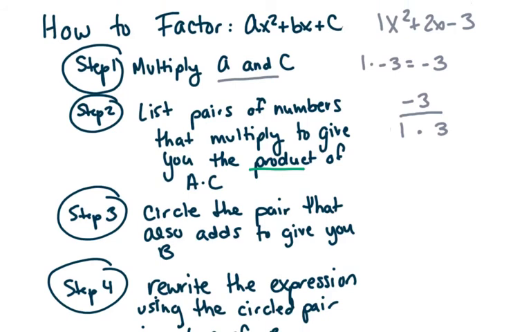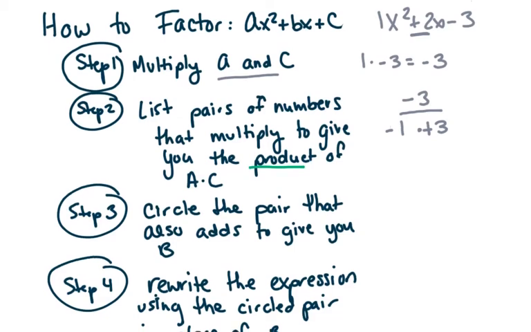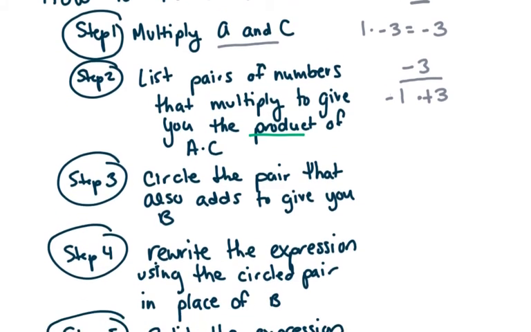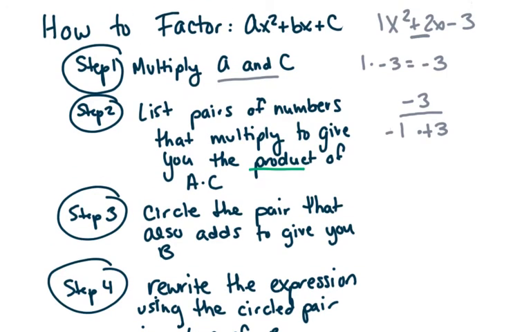The way that I'm going to tell which one is which is I'm going to look at the middle. My middle number is positive. So if my middle number is positive, that means that my bigger number has to be positive. If my middle number was negative, then my bigger number would be negative. And so that's my little trick for determining which one. Then I'm going to circle the pair that adds to give you b. So negative 1 plus 3 gives us b.